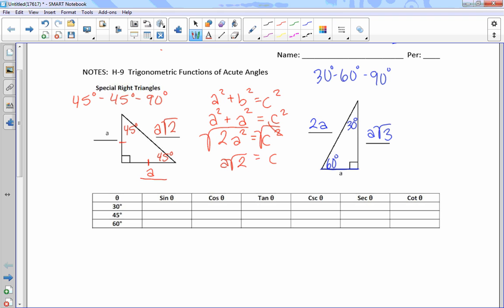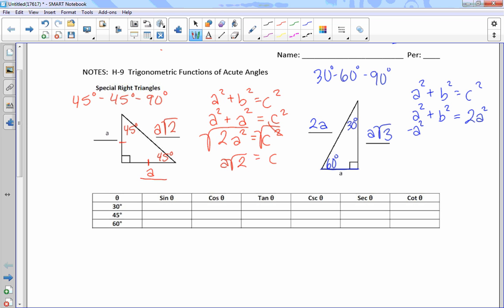So if I knew I had a 30, 60, 90 right triangle, and opposite of my 30 degree angle was length 10, how long would the hypotenuse be? Because if you solve using the Pythagorean theorem, you do that. A squared plus B squared equals C squared. A is A, you don't know B, and C is 2A. So you solve for B. Yeah, you're right. Thank you.